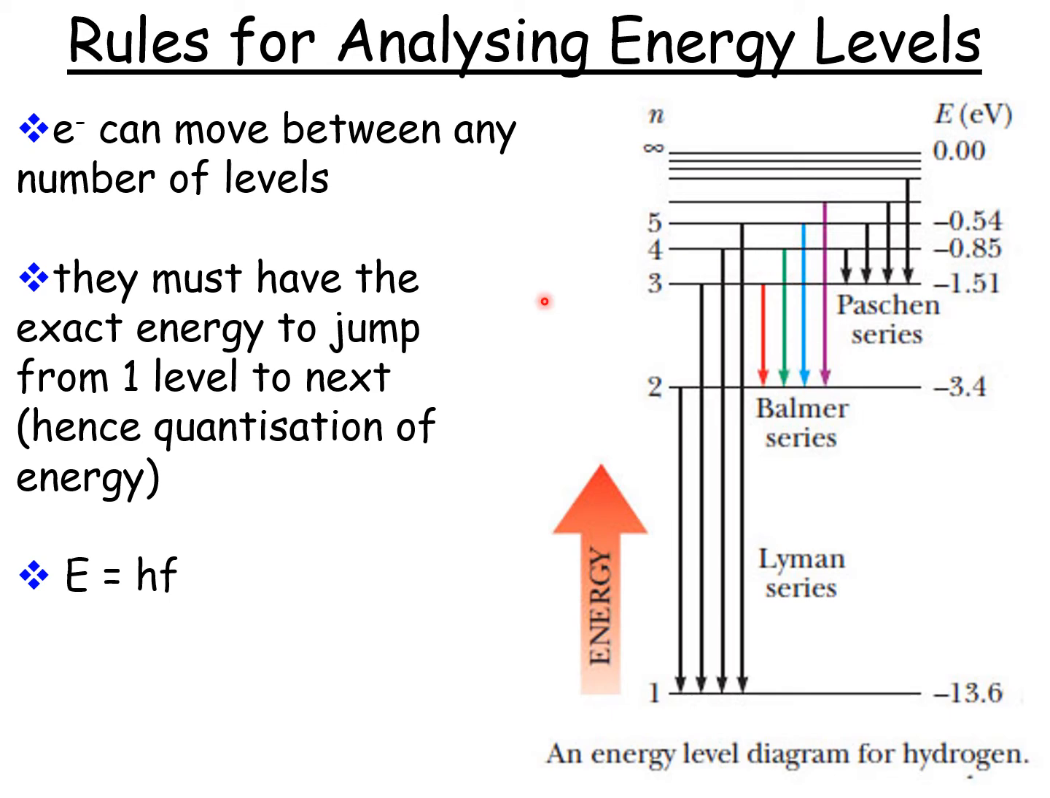Okay? However, they must have the exact energy to jump from one level to the next, and hence quantization. So what I mean by that is if your electron was at energy level 2, it couldn't drop halfway in between 2 and 1. It has to drop exactly between 2 and 1 and give out that exact amount of energy. And this is what we mean by quanta of energy. It's got a fixed amount. That energy can be calculated using this equation, E = hf, where h is Planck's constant, 6.63 times 10 to the negative 34, f is the frequency, and E is the energy in joules.